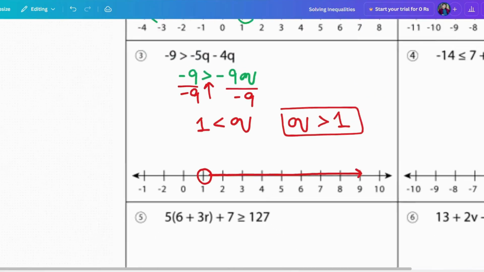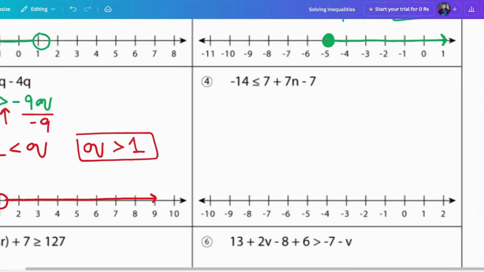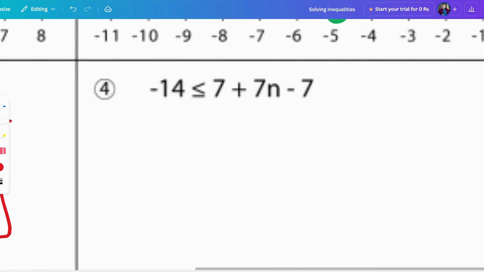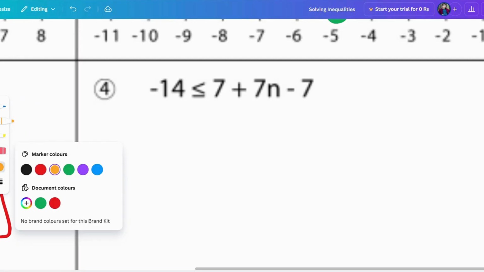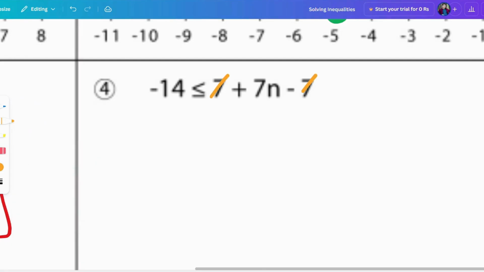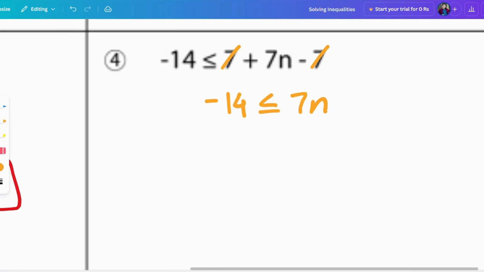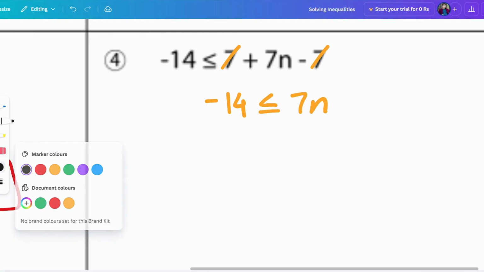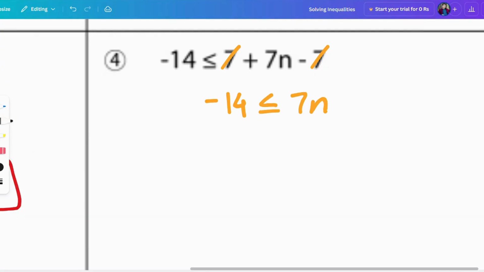Now let's look at question number 4 over here. This is minus 14 is less than or equivalent to 7n. For this one, as I can see, this 7 is going to get cancelled out with this 7, right? Because one is positive 7 and the other one is negative 7. So minus 14 is less than or equivalent to 7n. For this one, I'm going to be dividing both sides by 7. If I divide both sides by 7 like this, this 7 is going to cancel out with this one.